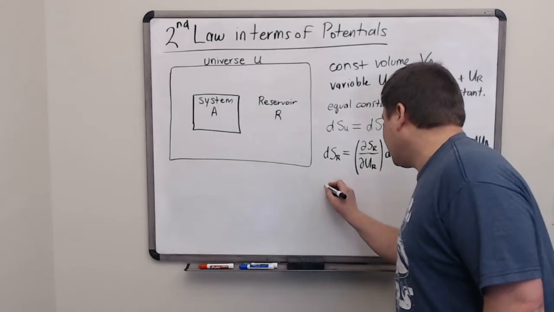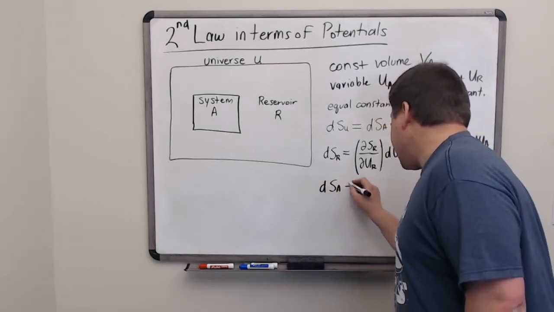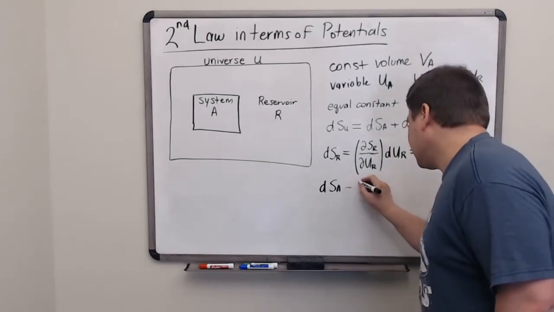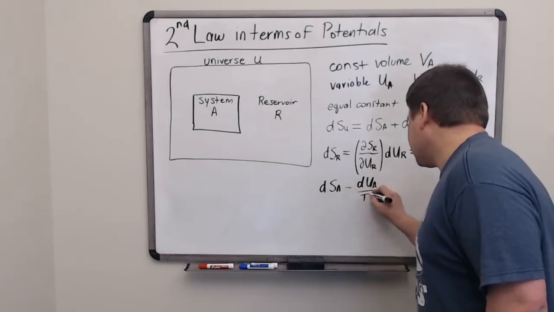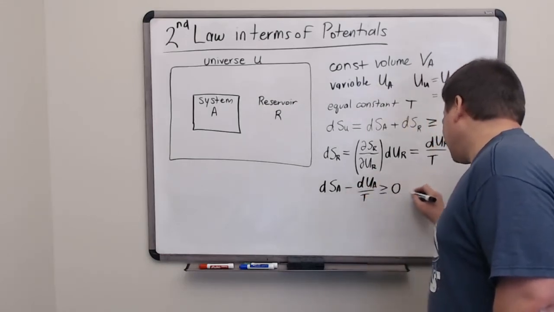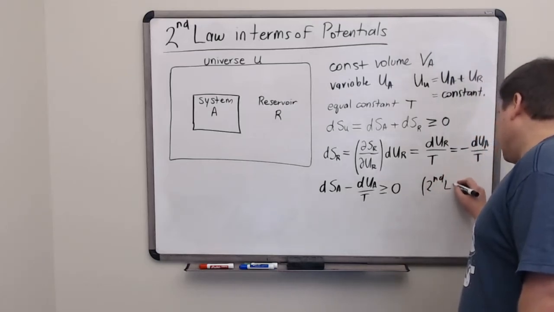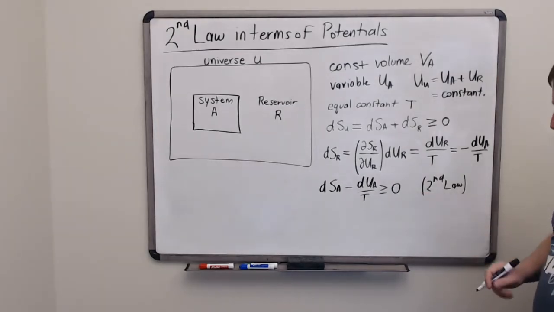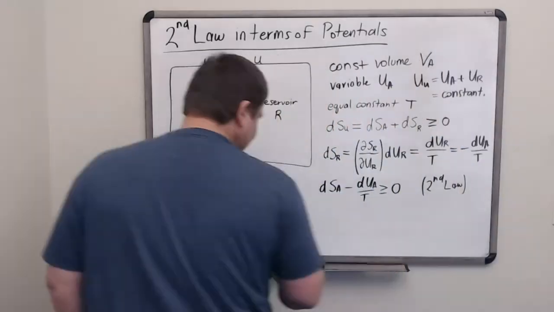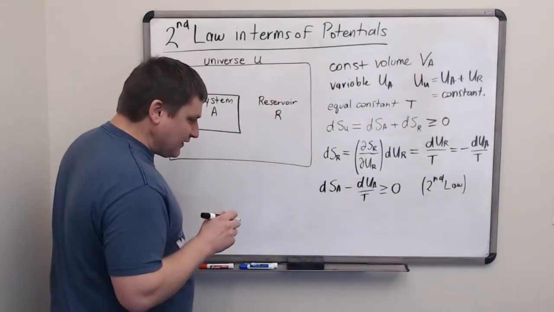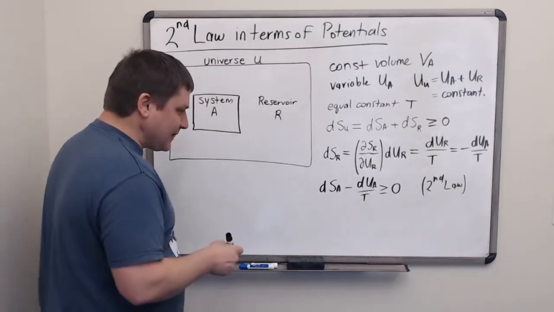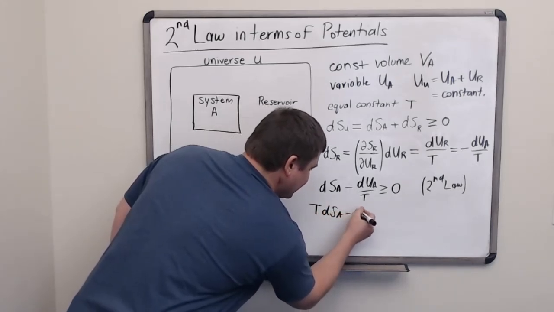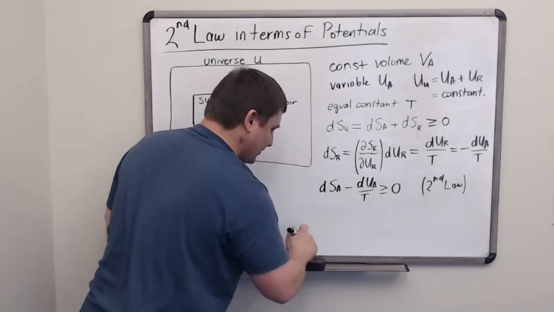Now I can write my second law in terms of only things which depend on the system A: dS_A minus dU_A over T. Second law says this must be greater than or equal to 0 in all physical changes. So let's try to interpret this a little bit. First thing is to notice that T is a constant. So I can go in a certain direction here which might seem unmotivated, but we'll shortly see why.